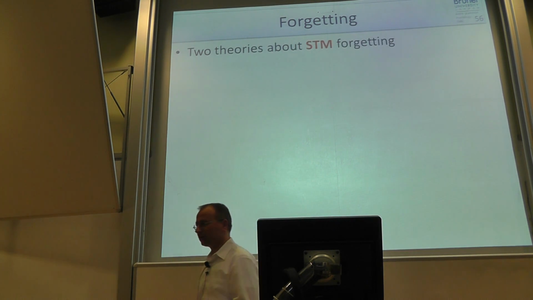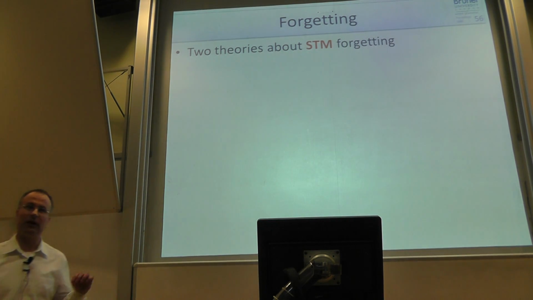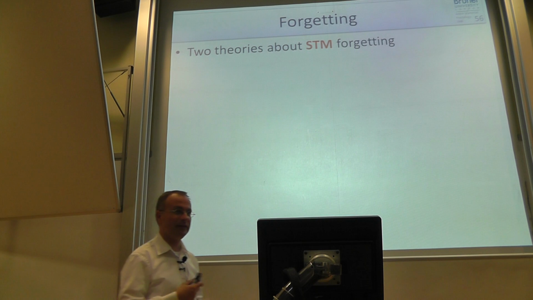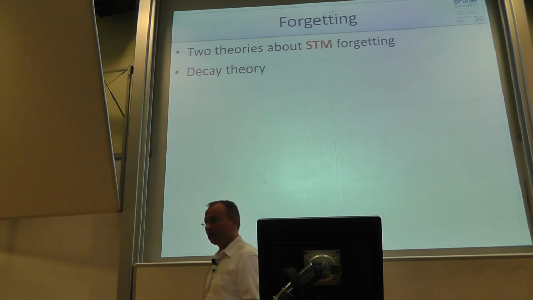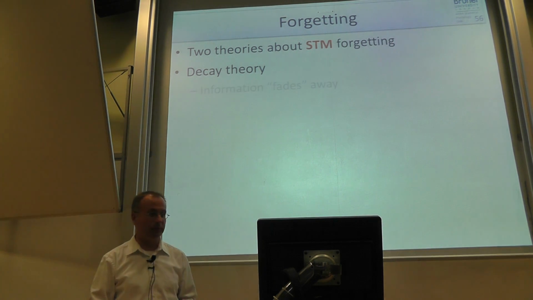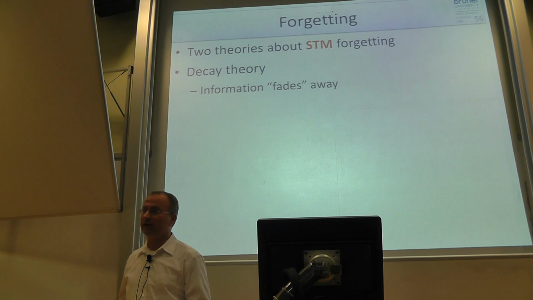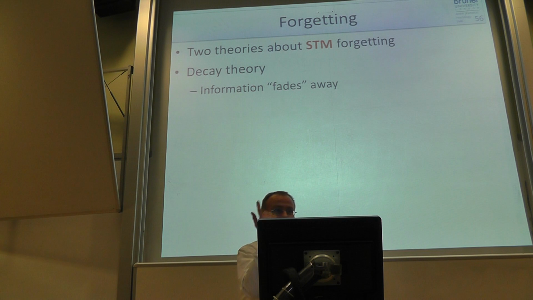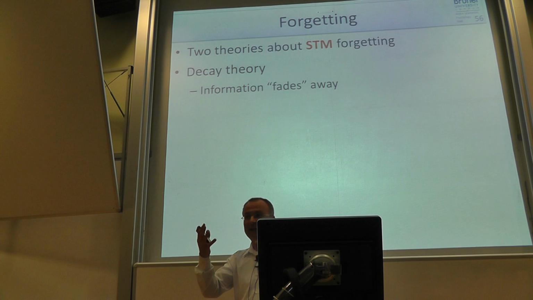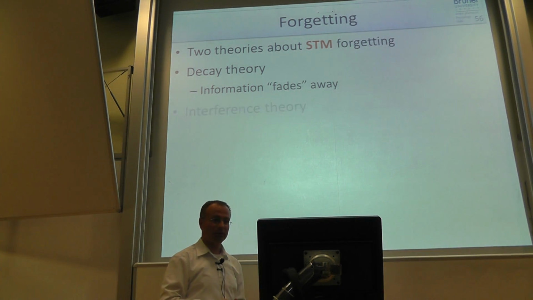There are two theories about forgetting in short-term memory, and these theories are still debated today, and there is evidence for both. So one is the decay theory, and it is very simple and straightforward. If we don't refresh it, information just fades away, because we lose the activity in the neural circuits, maybe some reverberating noise which overlays that, so at some point it becomes indistinguishable from the noise, so it's gone.